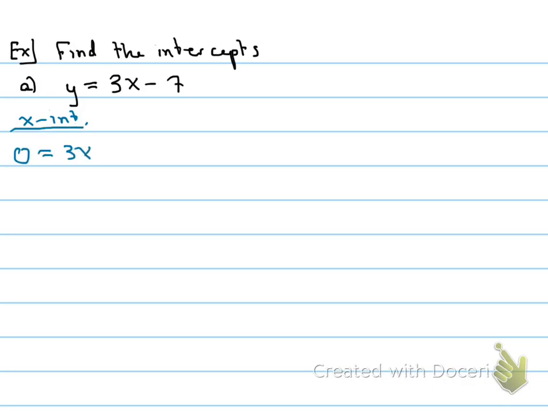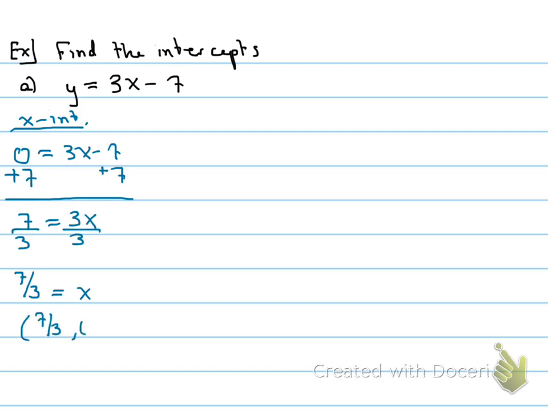So that's going to give us 0 is equal to 3x minus 7. And then you're just going to solve for x. So we add 7 to both sides and we get 7 is equal to 3x. Then we divide both sides by 3. That's going to give us x is equal to 7/3. But we need to write that as a point. So that's going to be 7/3, 0.